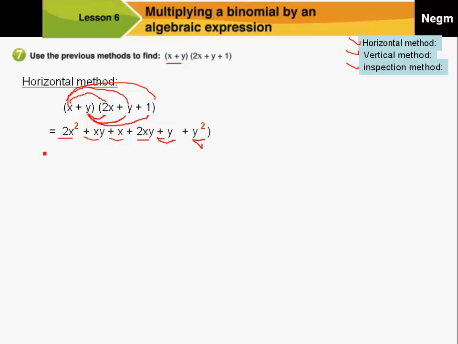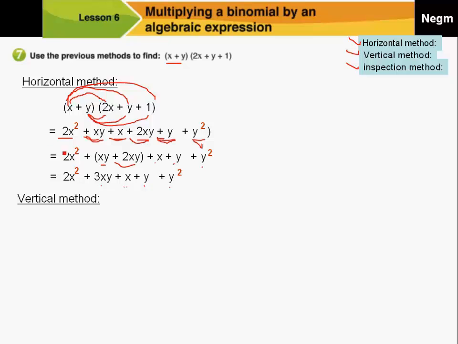We have to collect the like terms together between two brackets. So we have 2x squared plus xy, and we have plus 2xy. We collected them together between two brackets. Here is plus x plus y plus y squared. This will equal 2x squared plus 1 plus 2 is 3, 3xy plus x plus y plus y squared.